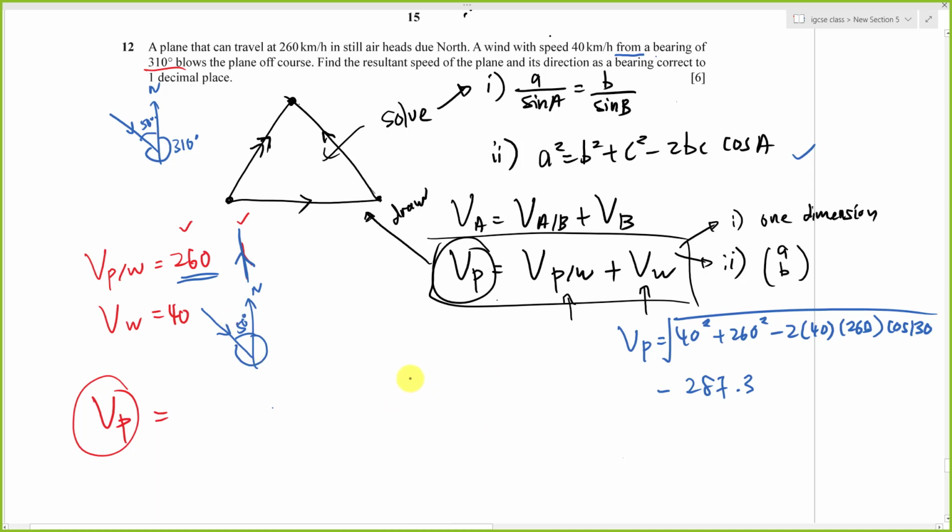Now I have these two lines, right? This line, north, another line. In order to make this one my resultant vector, I should connect the other one like this. So then this one is my velocity of the plane. This is the velocity of the plane relative to the wind. This is the velocity of the wind. This one will be north lah. Alright, so 260, 40.